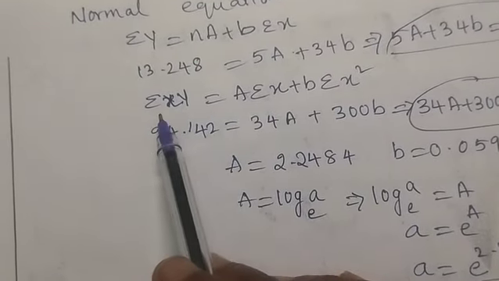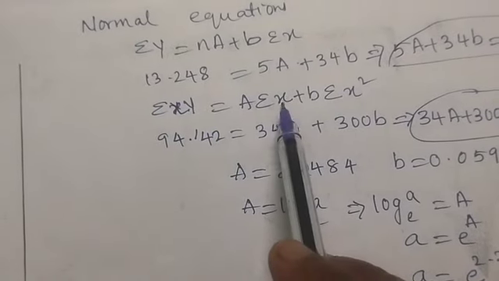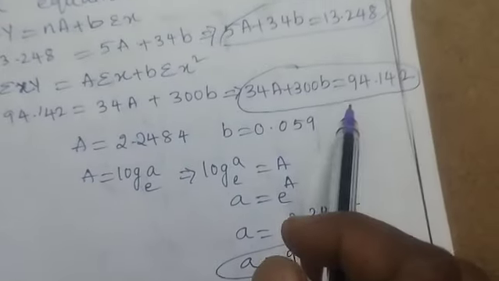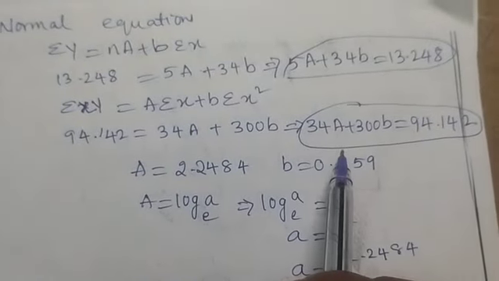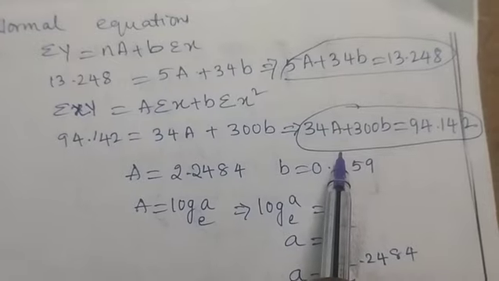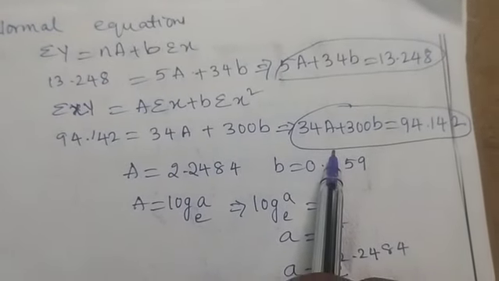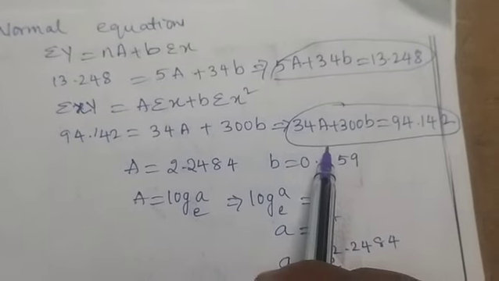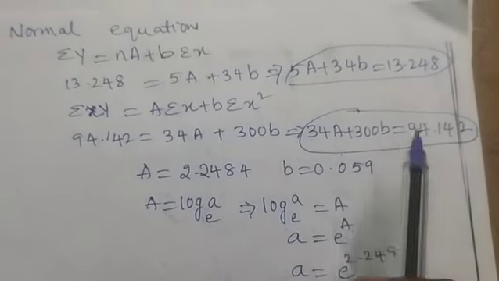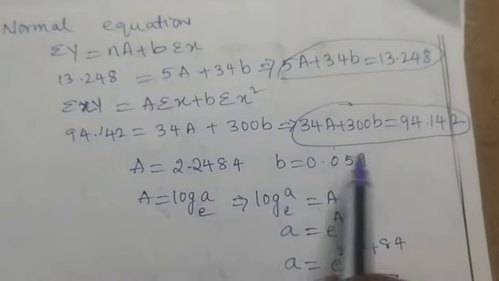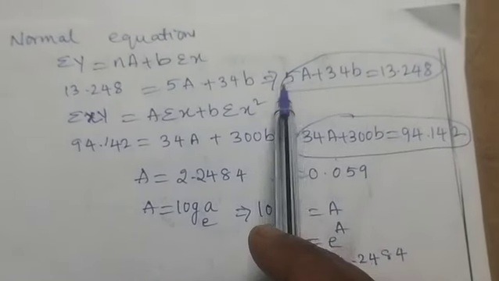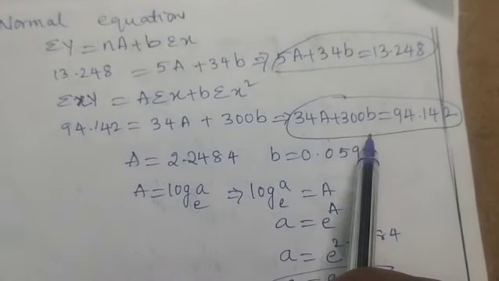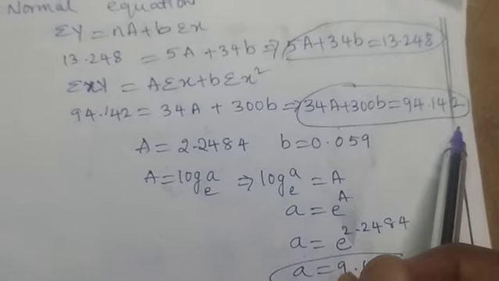By using that table, summation xy value right here, summation x value right here, and summation x square value right here, we get the second normal equation. So these two equations also we can solve by using the calculator. Okay, we need to click on mode setup. After that, equation, we get anx plus bny equals cn, then click on that, we get a 2 by 2 matrix. Okay, so after entering 5, 34, 13.248, and the next row is 34, 394.142, we get the values.